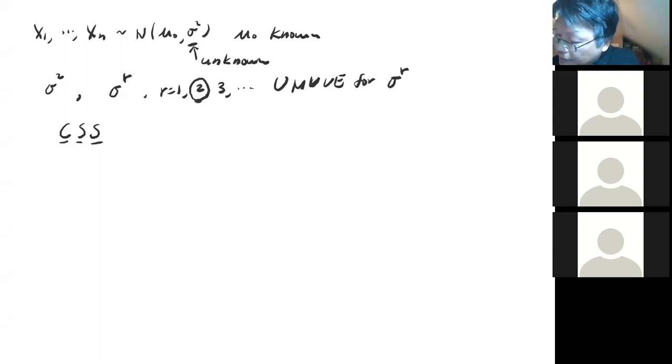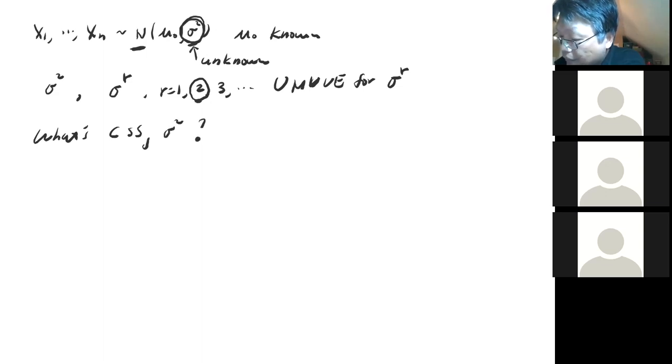Okay, so then the UMVUE, the complete sufficient statistic, right here. This is normality. For sigma squared, or sigma to the gamma in general, it doesn't matter what gamma is. Ask yourself, what is your complete sufficient statistic for sigma squared? Right? And then normality, exponential family.